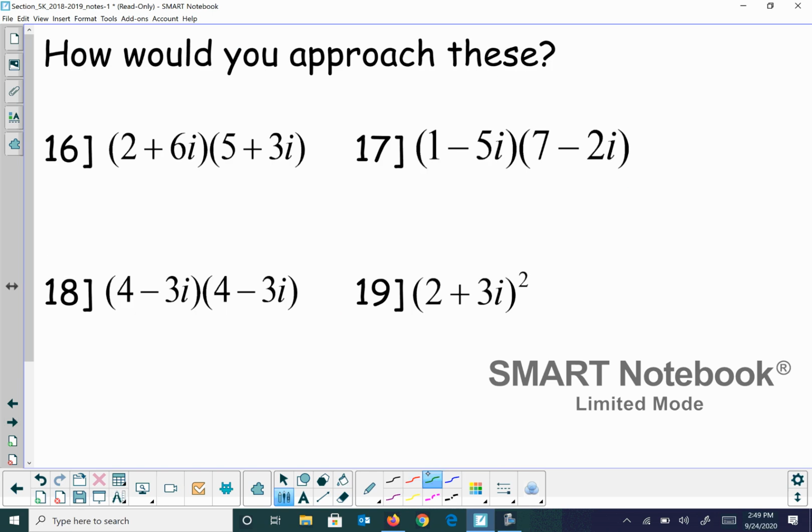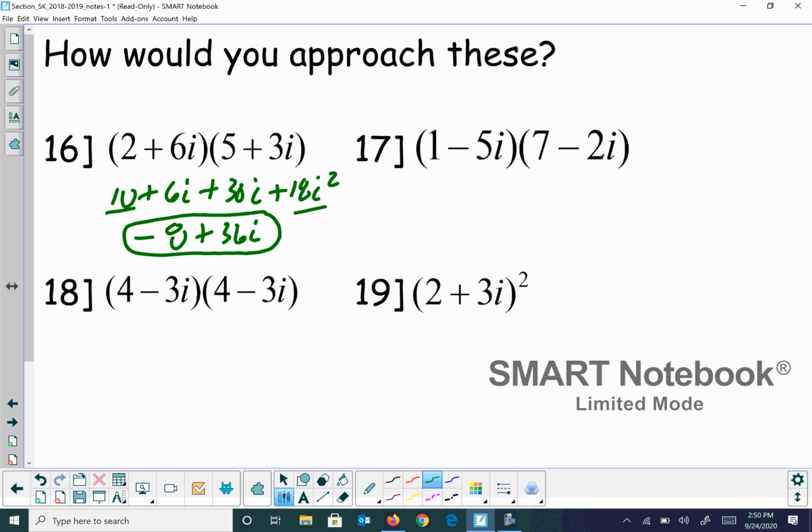Okay, these are all foiling problems. So let's FOIL it. So I'm going to get 10 plus 6i plus 30i plus 18i squared. i squared is negative 1. So I'm going to go 10 minus 18, that's negative 8, plus 36i. If I skipped over something you want me to go back over, I will in class.